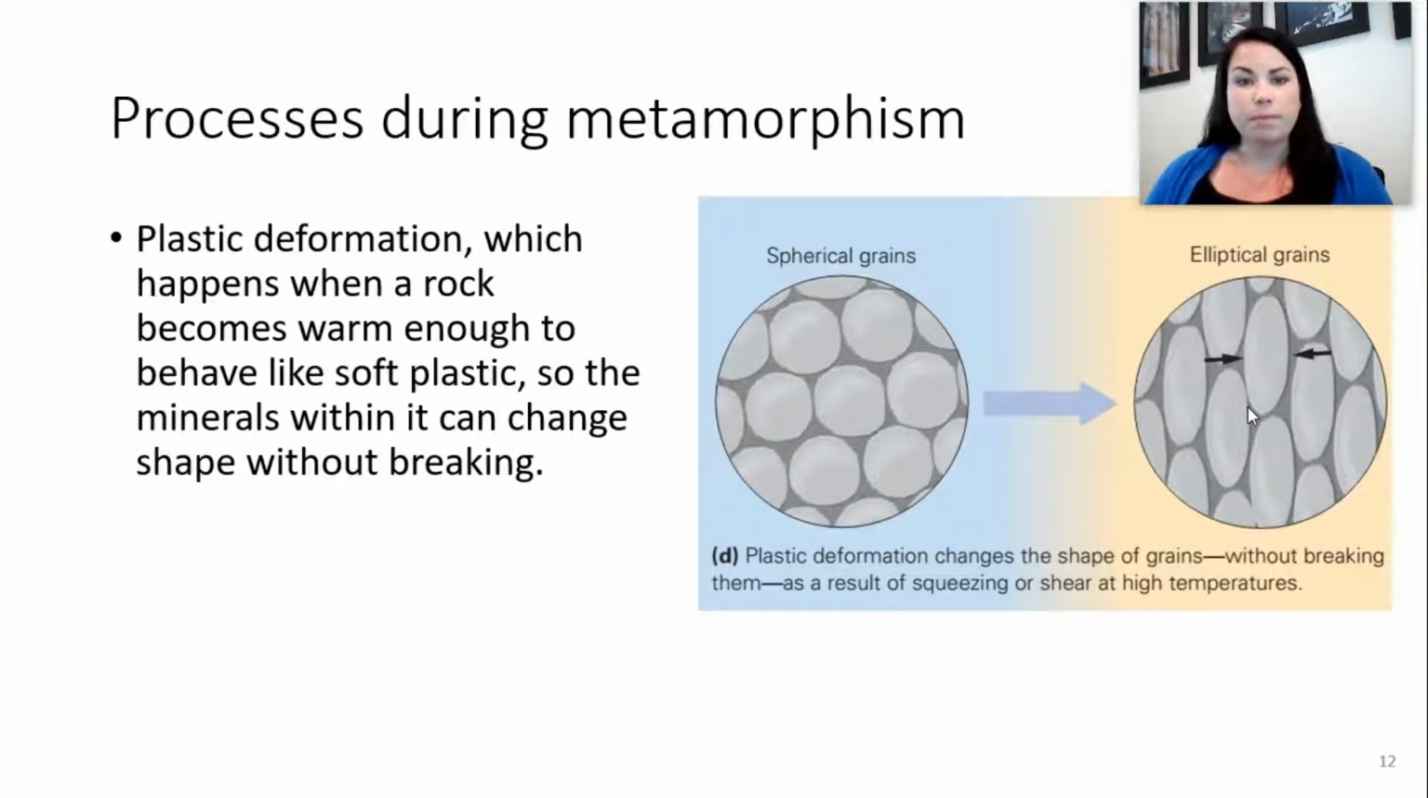In plastic deformation, this occurs when a rock becomes warm enough to behave like a soft plastic, so that minerals can change shape without breaking the grains. So again, if we were to start with spherical grains in our protolith, and then due to heat, we get plastic deformation into elongated or elliptical shaped grains. Again, this is a result of typically high temperatures or shearing stress.